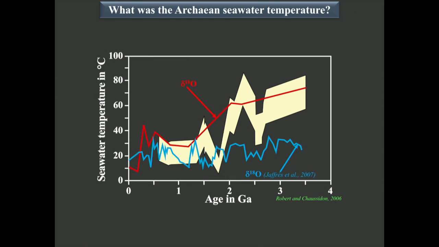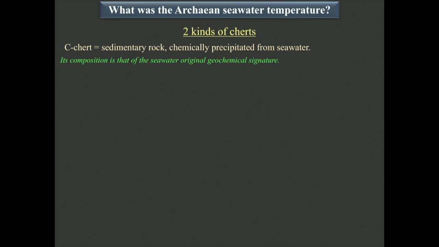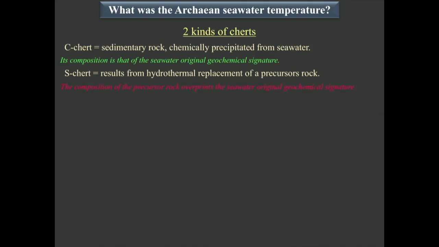More recently, there was a discussion by one researcher, Marin Carbone, and she considers that we have two kinds of cherts. Some cherts are sedimentary rocks, so they chemically precipitated directly from seawater. And in this condition, the isotopic signature is that of the seawater. And other cherts result from hydrothermal replacement of precursor rocks. That means that a rock is invaded and silicified by these hydrothermal fluids. And the isotopic signature is the isotopic signature of the water, but also of the previous rock. So there is addition of two signatures.